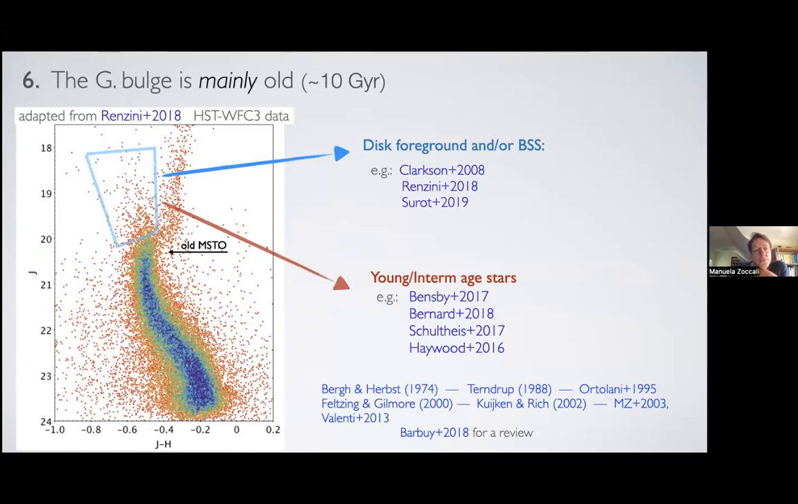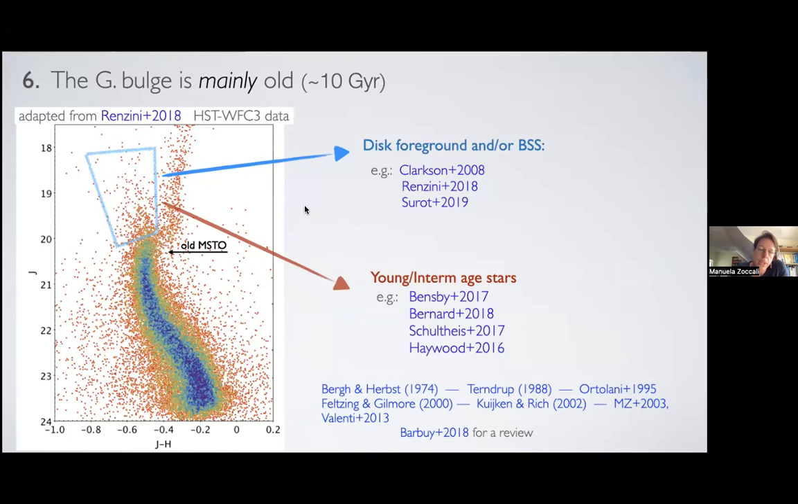What I'm showing here is a near-infrared color magnitude diagram of a field in the galactic bulge observed by HST. It's one of the most beautiful color magnitude diagrams we have. It shows the main sequence, the turn-off, the red giant branch. And this color magnitude diagram is already decontaminated from the foreground disk by using proper motions obtained with HST. Even after the decontamination, in this region here, we have stars.